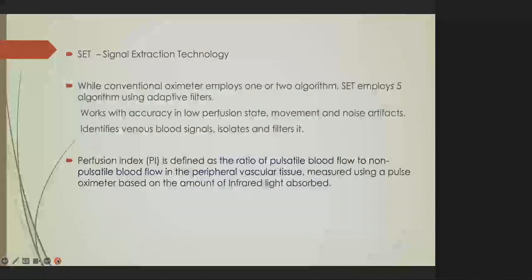SET technology, signal extraction technology, is usually the principle of the Masimo pulse oximeter. Here what it will do is identify the venous blood signals, isolate them, and also filter them. So it works very nicely in low perfusion states, whenever there is a motion or noise artifact. And rightly answered, perfusion index is the ratio of the pulsatile to the non-pulsatile blood flow.